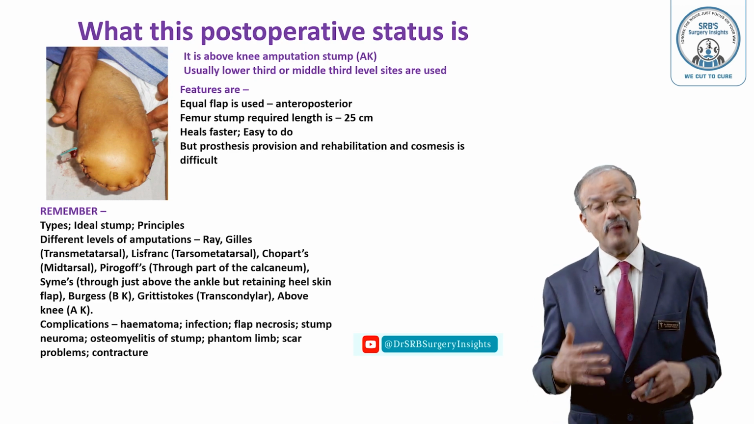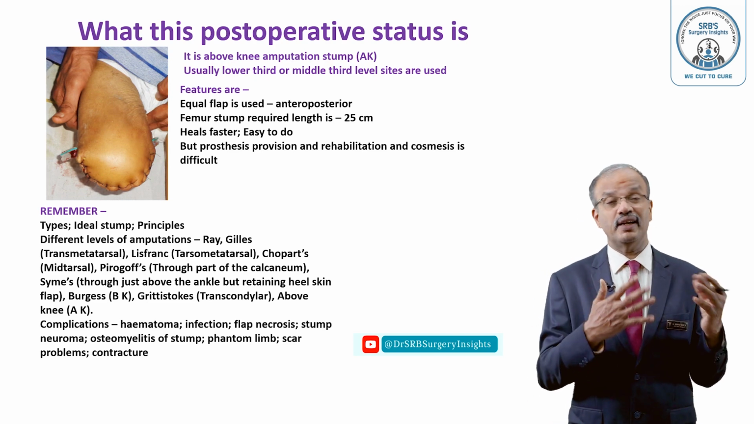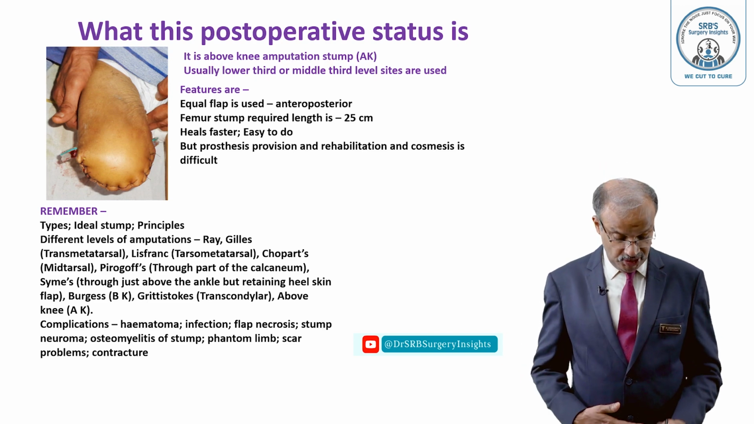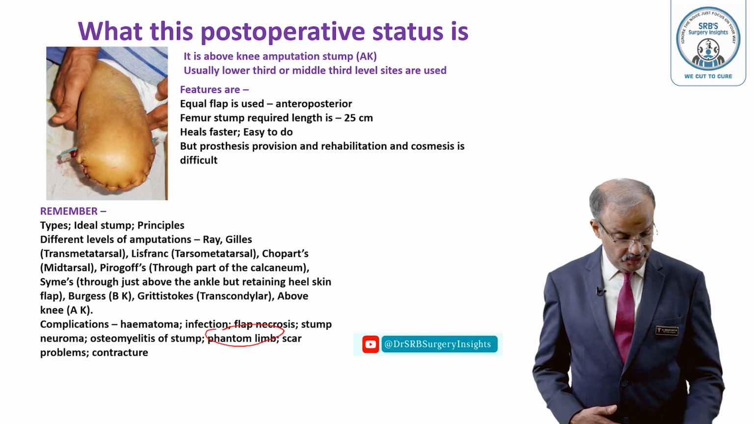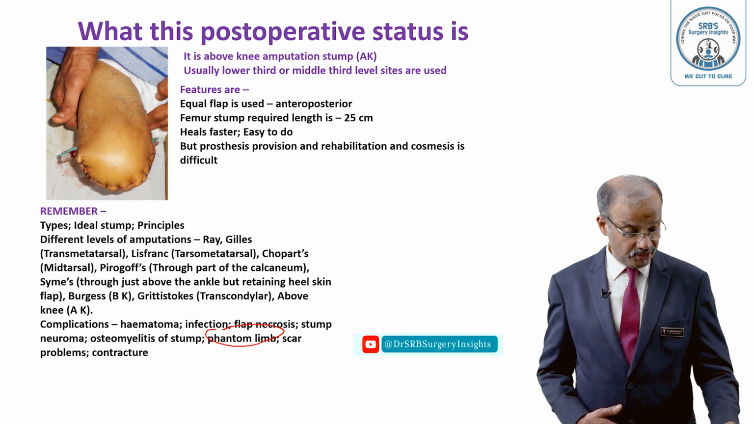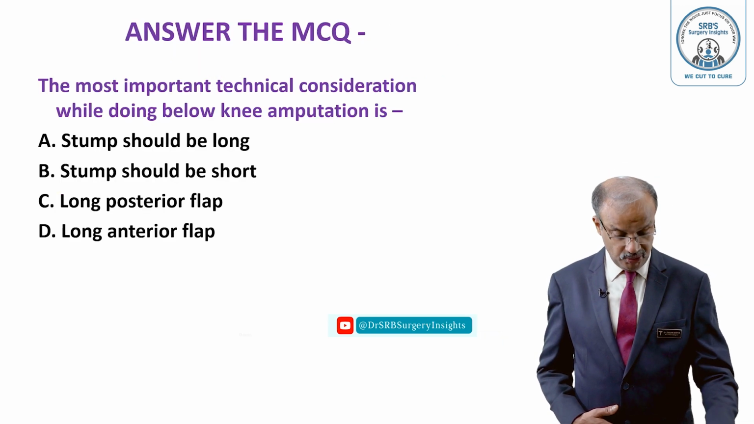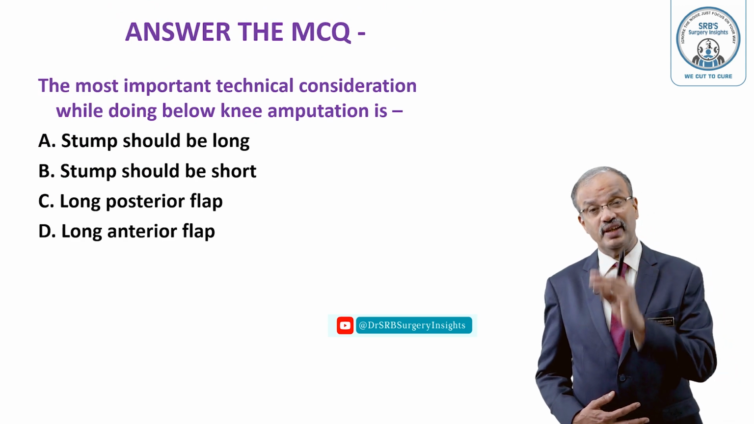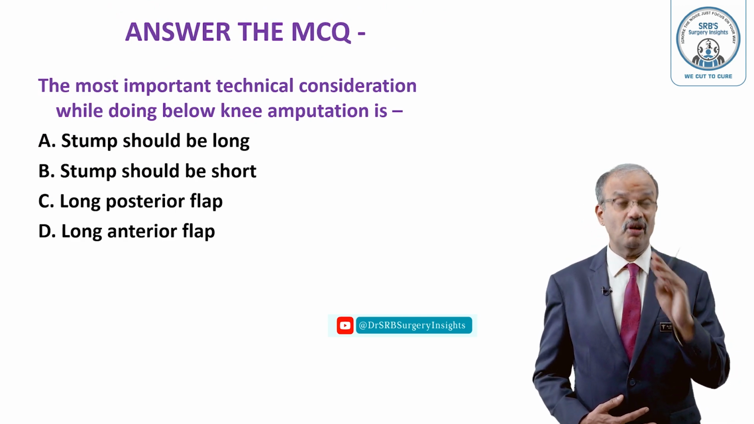And not only that, there is pain in the limb, the same level of pain which they had earlier. So the pain has not subsided in the same place, which is no longer there. This is called a phantom limb. You should know this MCQ question, and have a clear idea how to prevent it. So that is about above knee amputation. It's a very common question asked: equal flap, length, everything you should know, phantom limb, complications.